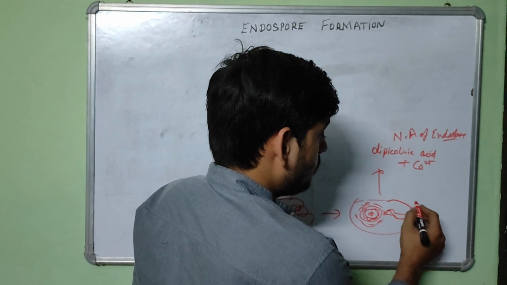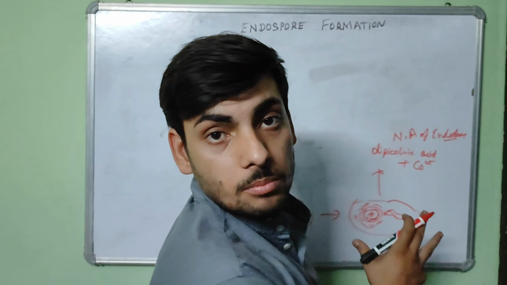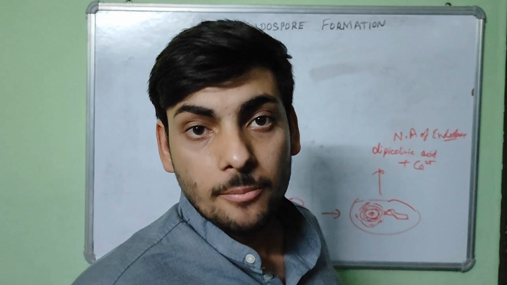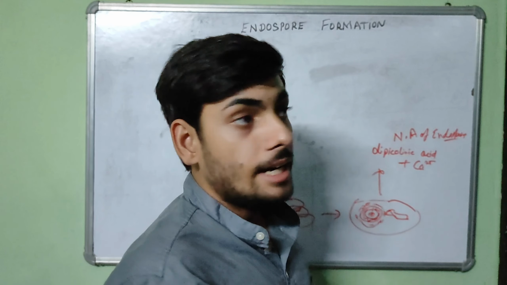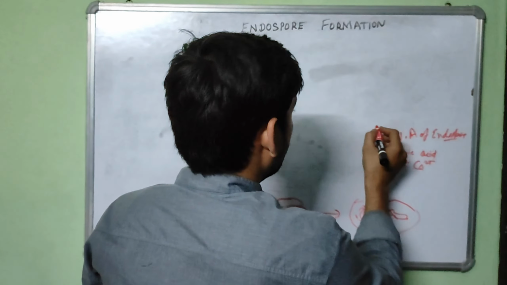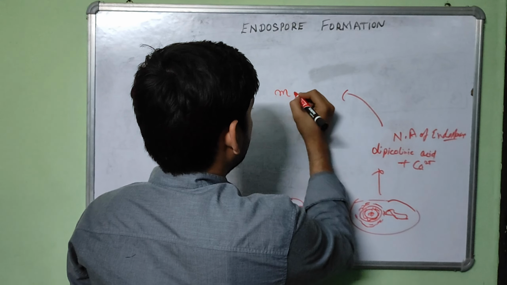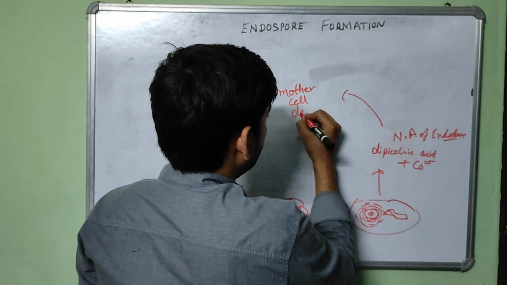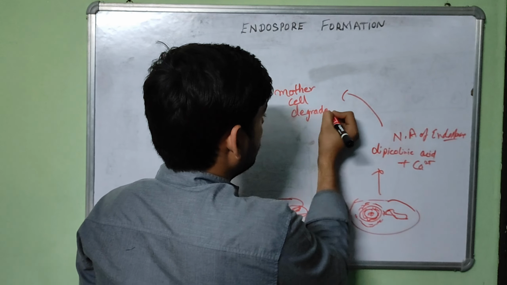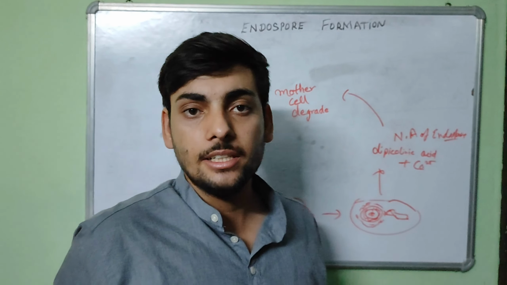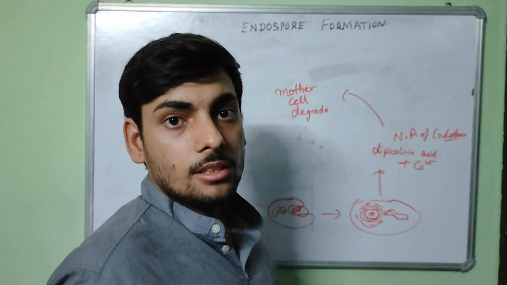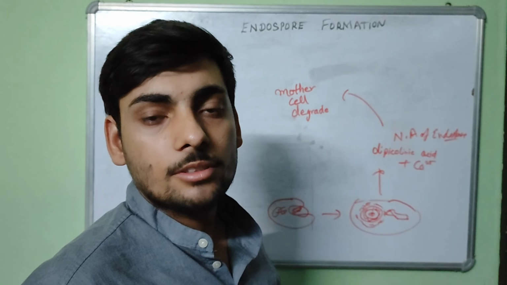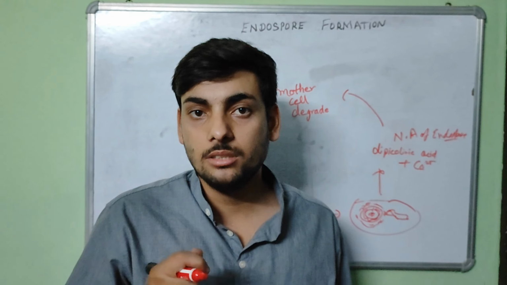After the overall coating, cortex formation and stabilization of the nucleic acid, the outer cell, the actual mother cell, will degrade due to the stress in the environment. When the mother cell degrades, we have only the endospore left. This is how an endospore is formed.